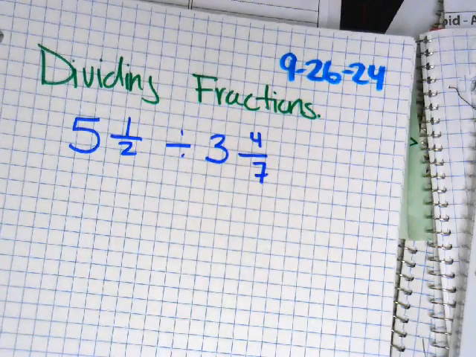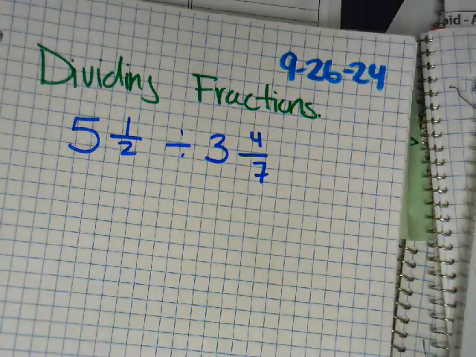3 4/7. I don't know what that's going to give us. It's probably not going to give us anything nice. Okay, so do we need common denominators? No, we do not need common denominators when dividing.